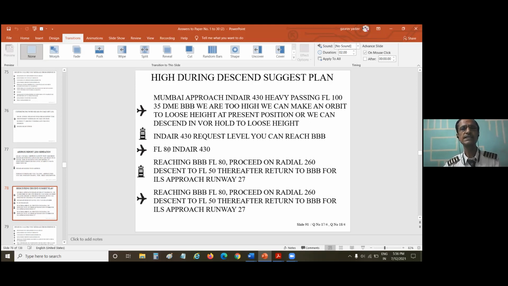So the ATC in this case, see what he replies. Kingfisher 780, request level you can reach, Bravo, Bravo, Bravo. The ATC in this case seems to be more interested that you come to Bravo, Bravo, Bravo instead of losing your height at the present position. So the ATC is asking you what level you can reach at this place. You said flight level 80, Kingfisher 780. He said, okay, I can come down to the VOR at about 8,000 feet. By the time I descend from 10 to 8, I'll be over the VOR.